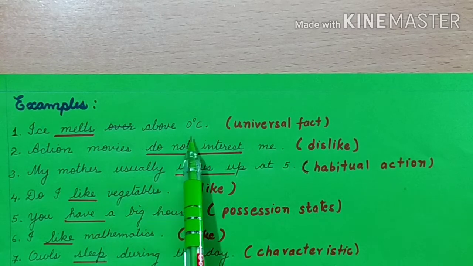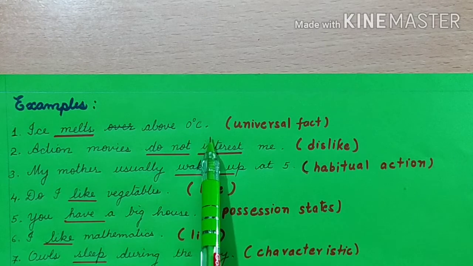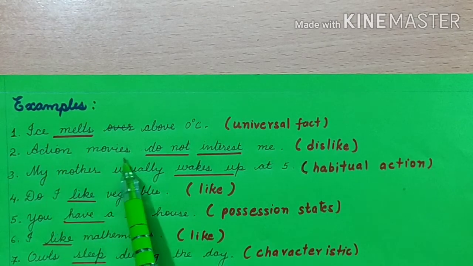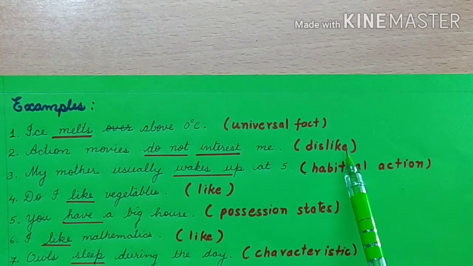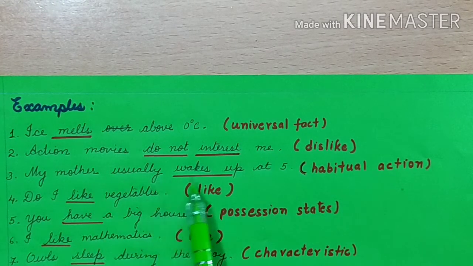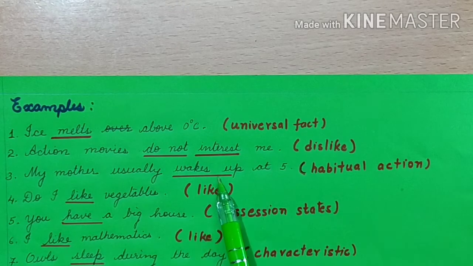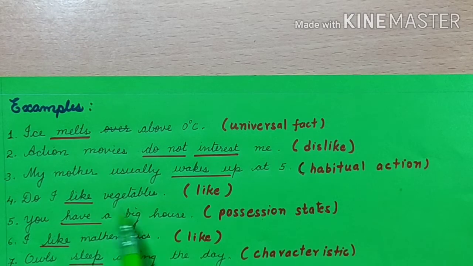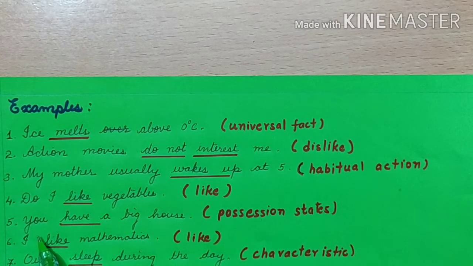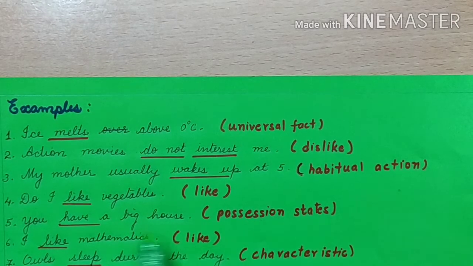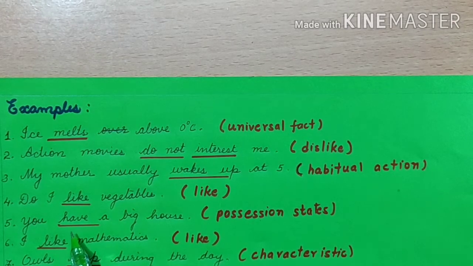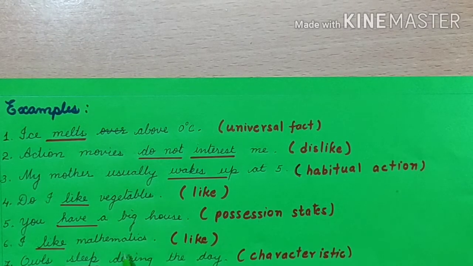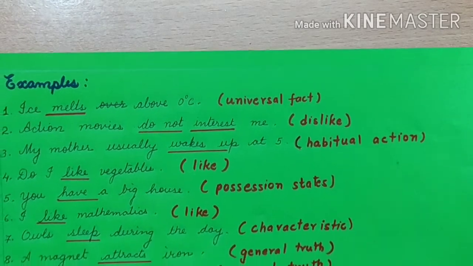Ice melts above 0 degrees Celsius. It's a universal fact, and so simple present tense. Action movies do not interest me. Talks about my dislike. My mother usually wakes up at 5. This verb speaks about her habitual actions, so simple present tense. Do I like vegetables? Again, the verb tells about my liking. You have a big house, a possession state, so we are never going to say having. Have a big house. I like mathematics, so again, likes or dislikes.